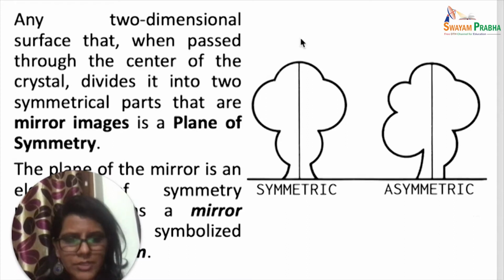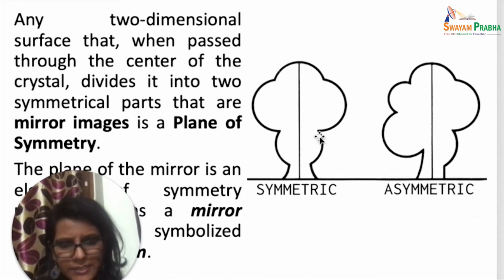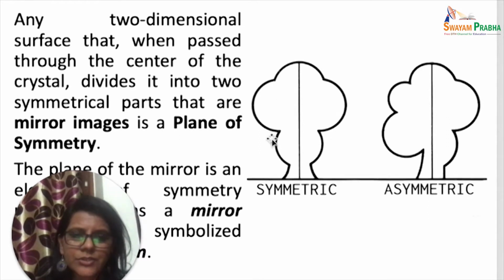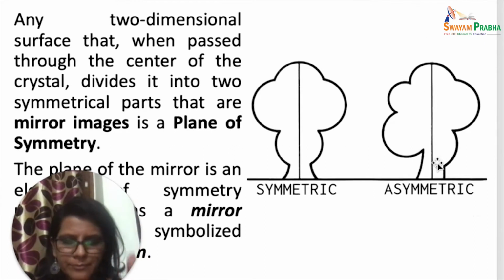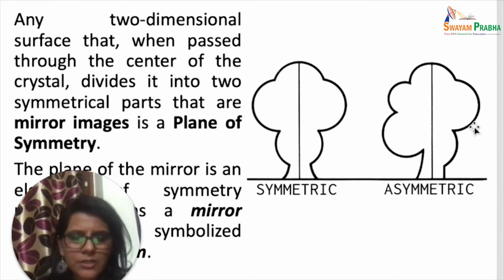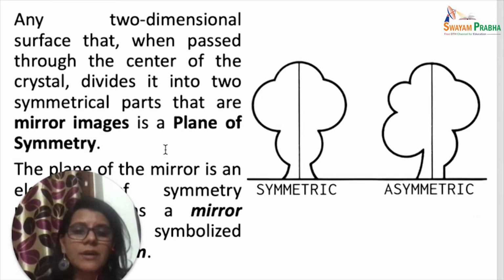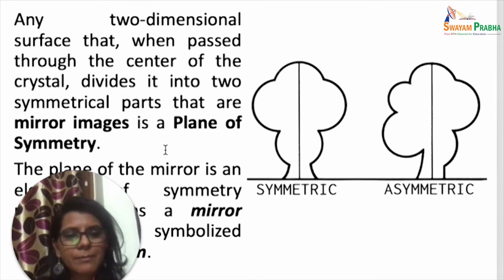So this structure, let's say this is a structure and there is a plane. This half is a mirror image of this half. So this is called a symmetrical structure. And now look at this figure. You put a plane, imagine a paper being kept. This is not a mirror image of this. So this does not have a plane of symmetry. So any two-dimensional surface that, when passed through the center of a crystal, divides it into two symmetrical parts is said to have a plane of symmetry, or a mirror image is being formed.